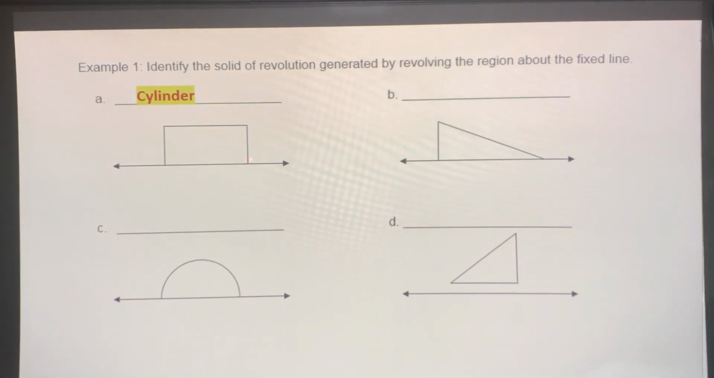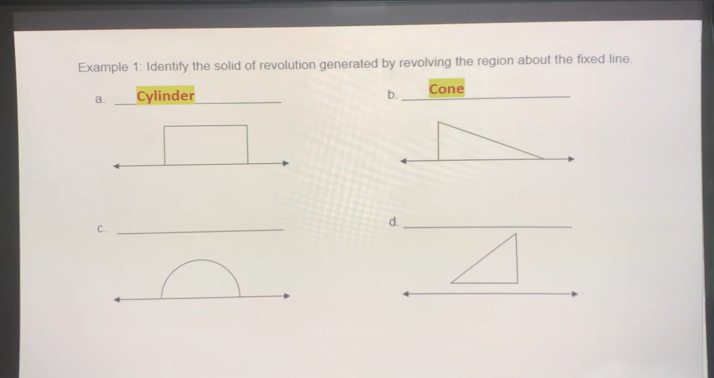In this particular shape, this distance right here that's perpendicular to the axis is the radius. This distance at the top of the rectangle is the height of the cylinder. In example B, if we were to rotate this, it would create a cone. This example probably makes more sense to you because you can see how this would spin and create a cone.